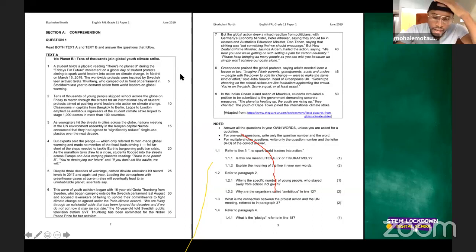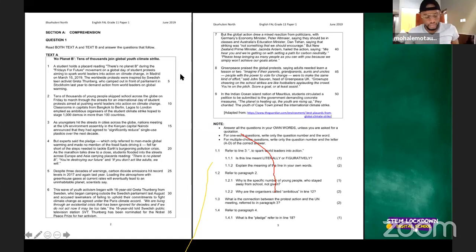Then we have question 1.3. It says, what is the connection between the protest action and the UN meeting referred to in paragraph 3? Now, paragraph 3 says, as youngsters hit the streets in cities across the globe, nations meeting at the UN Environment Assembly in the Kenyan capital, Nairobi, announced that they had agreed to significantly reduce single-use plastics over the next decade.